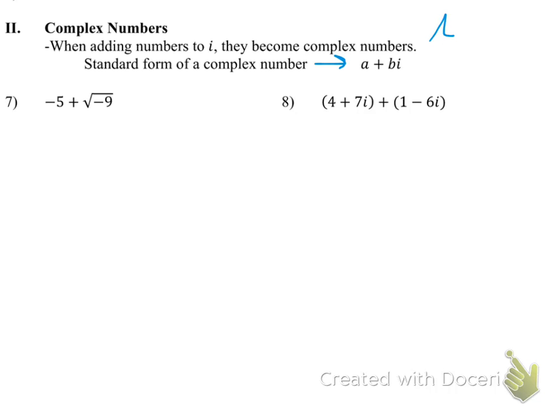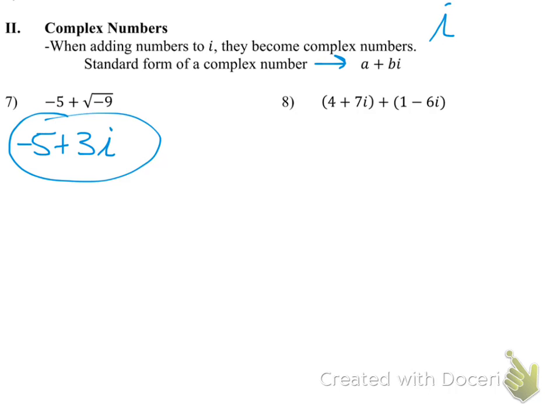So for number 7, -5 plus the square root of -9. Remember, we can't add these, similar to saying they're not like terms. We just can't combine them. So -5 stays -5, but we can clean up the square root of -9 now by making this into 3i. Now we have it in standard form with our actual number and our imaginary number, and we just made a complex number.